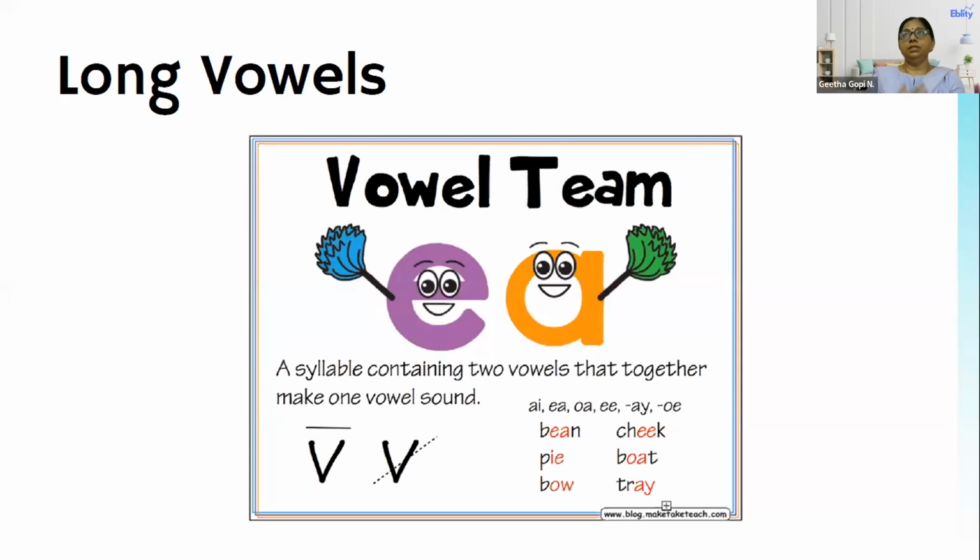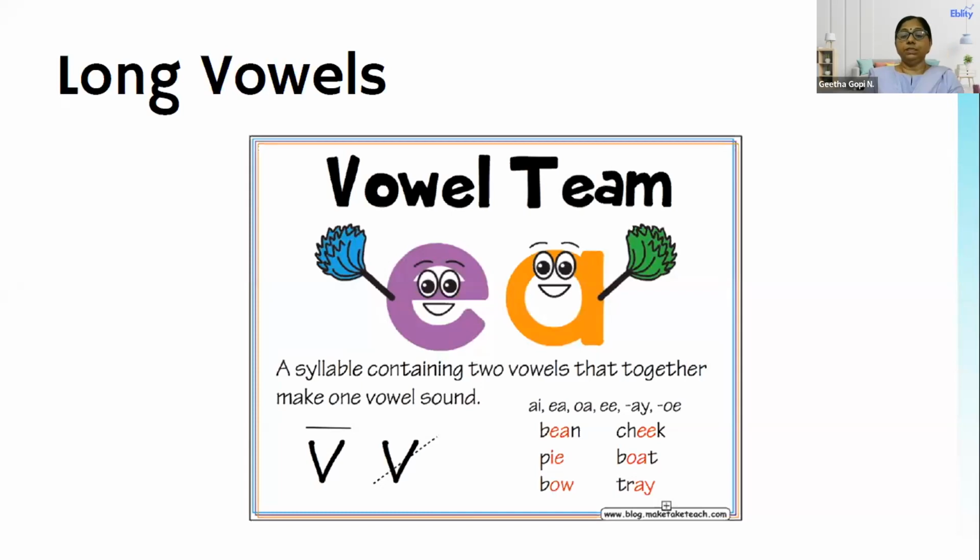So what happens in most words, which are phonetically decodable, where there are two vowel combinations, the phonic rule is that the first vowel says the long sound, and the long sound is nothing but the name of the letter. Okay, so saying the name of the letter. If the first vowel is A, it just says A. It doesn't say its sound, it says its name. And the second vowel will be quiet.